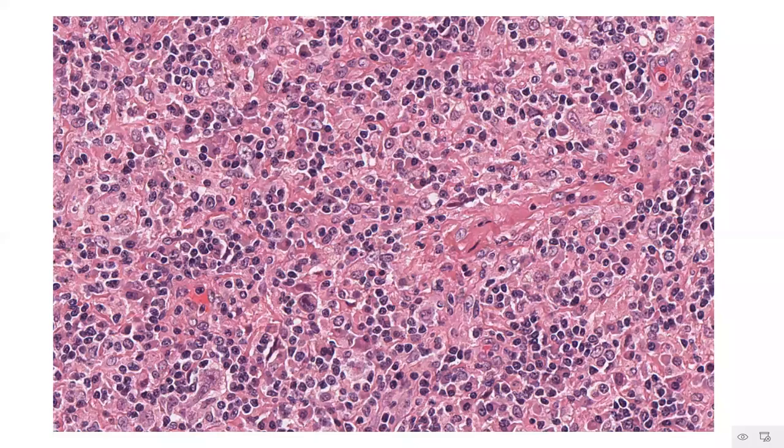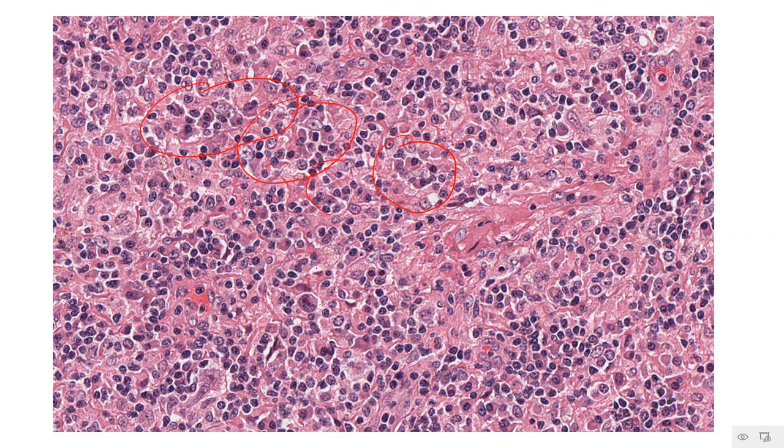This is another case. However, in this particular case, the atypical Hodgkin cell was a bit difficult to spot, but pay attention to the background though. You see a good number of plasma cells. So sometimes in a case of mixed cellularity Hodgkin lymphoma, plasma cells might be the predominant background inflammatory cell seen in association with the classical Hodgkin-Reed-Sternberg cell.